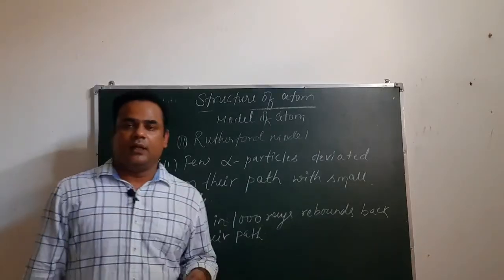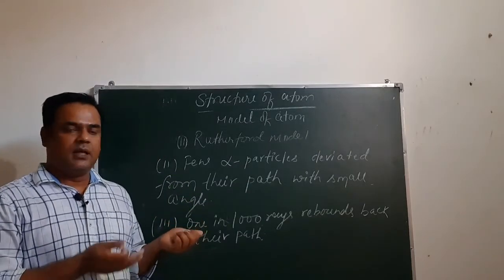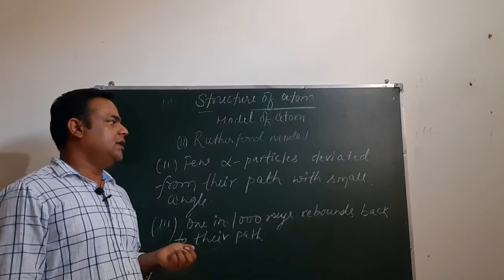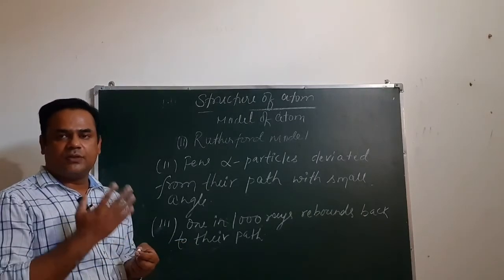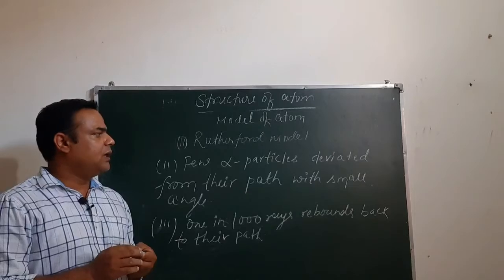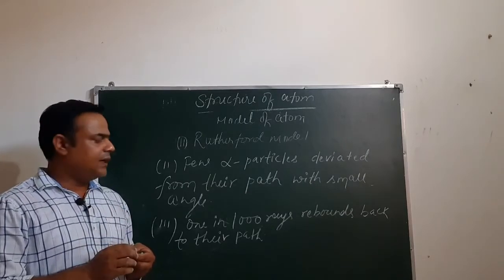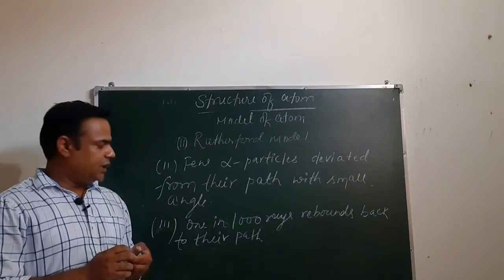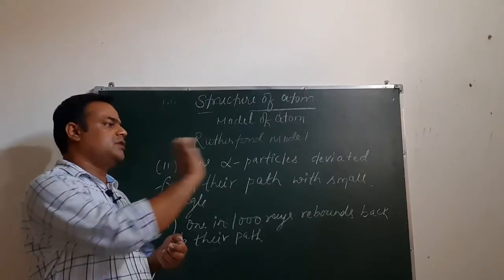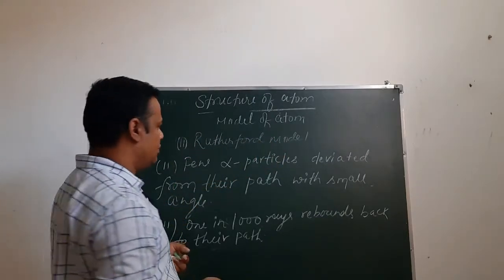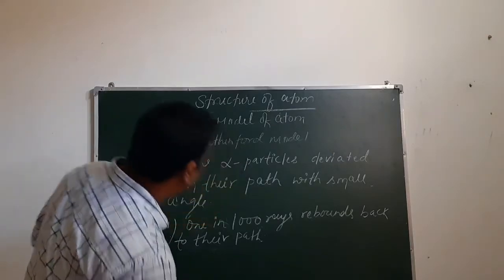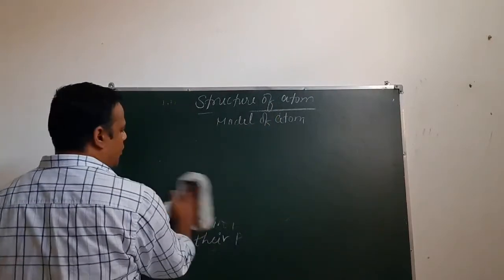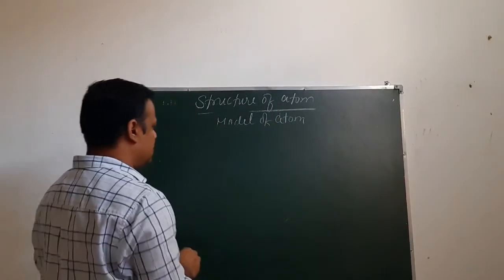So what he did was take alpha particles and collide them over the thin gold foil, and then he observed that most of the particles passed through the gold foil without any deviation. Few alpha particles deviated from their path with a very small angle, and 1 in 1000 rays rebounds back to their path. It means it went along this path and then came back along the same path again. So from these three observations, Rutherford described the model of atom.